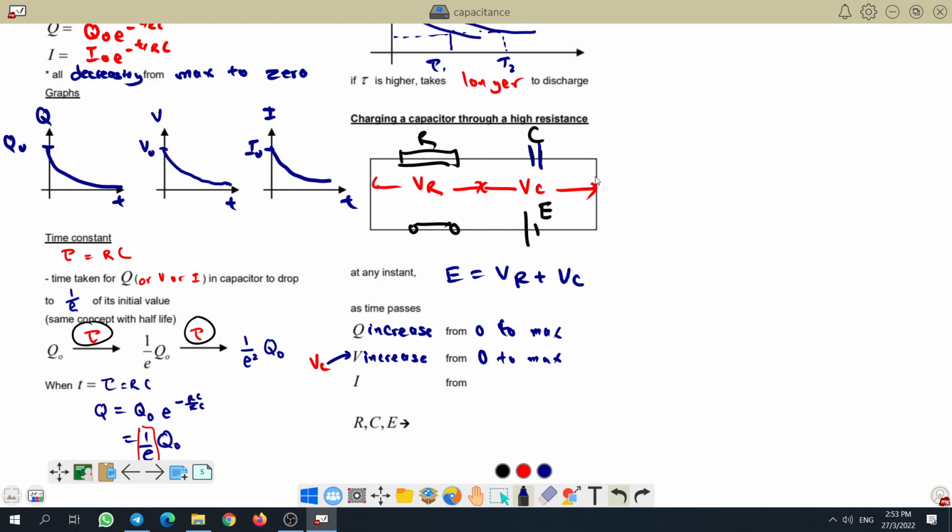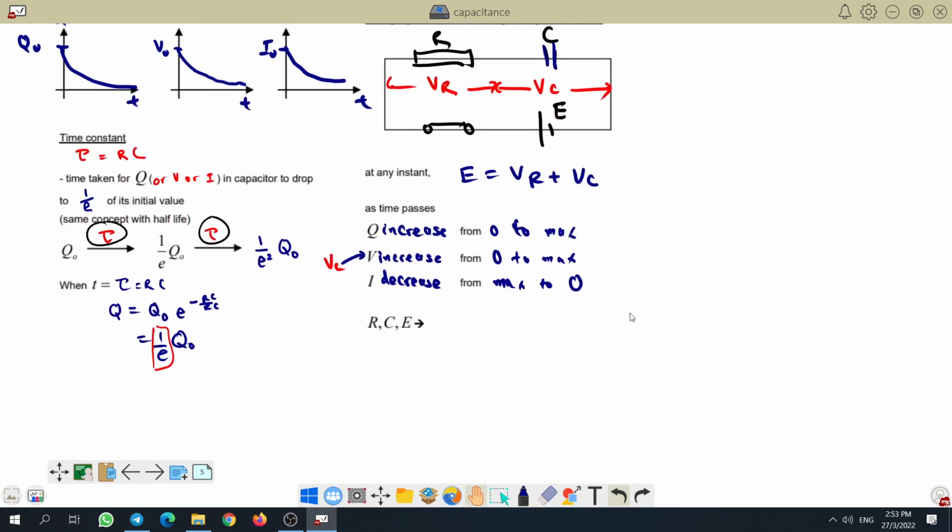Bila kamu mula-mula charge, I-nya tinggi because dia masih kosong. Semakin lama, bila penuh sudah, so I is the one that is different. It is still decreasing from maximum to 0. So in fact, I will follow the same formula as just now, tapi QV akan berlain.